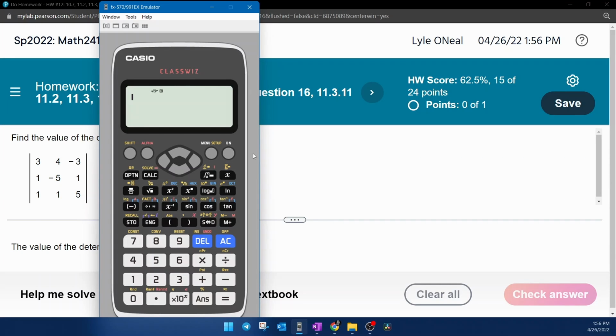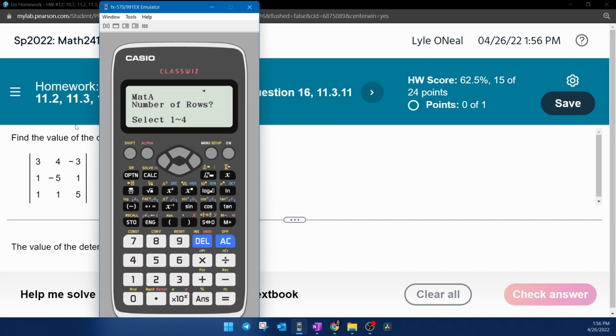Now, as a special treat, before I plug that in and check it, for those of you that have my calculator, I would like to show you how the ClassWiz can calculate your 3x3 determinant for you. Now, since this is a matrix, we're going to need to go to the menu and scroll over until we get to the Matrix app and click equals. And then we're going to have to define our matrix. So there's 4 variables here. We're just going to go with matrix A.